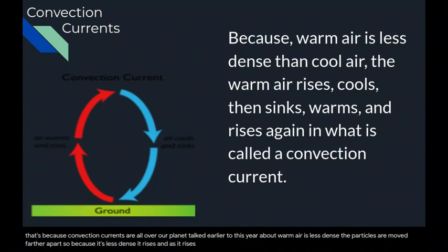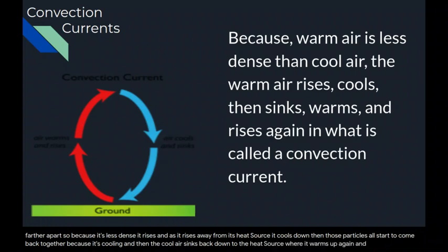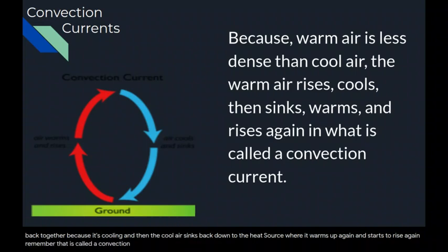And as it rises away from its heat source, it cools down. Then those particles all start to come back together because it's cooling. And then the cool air sinks back down to the heat source, where it warms up again and starts to rise again. Remember, that is called a convection current. And if you don't learn anything else in this chapter, you've got to learn convection currents.